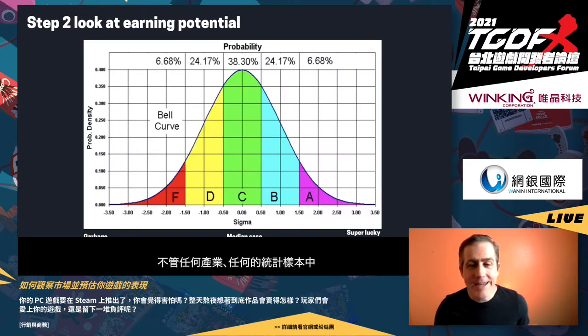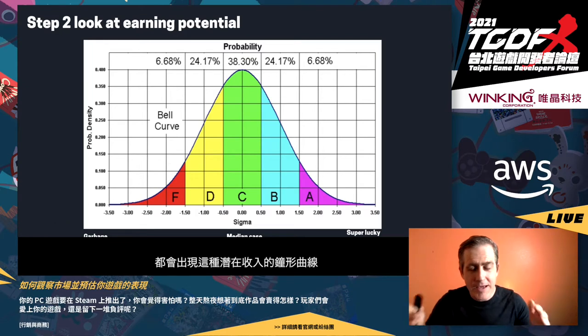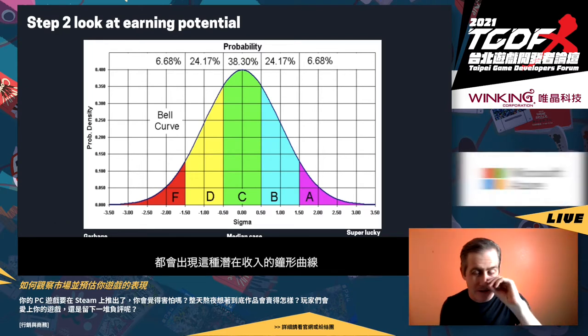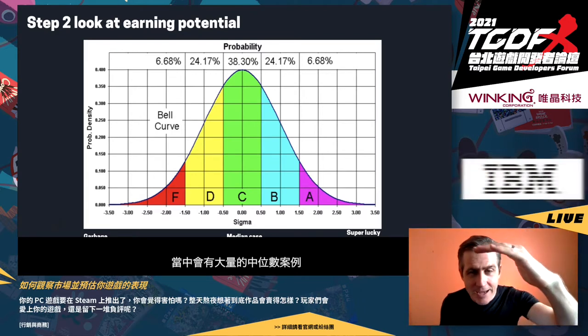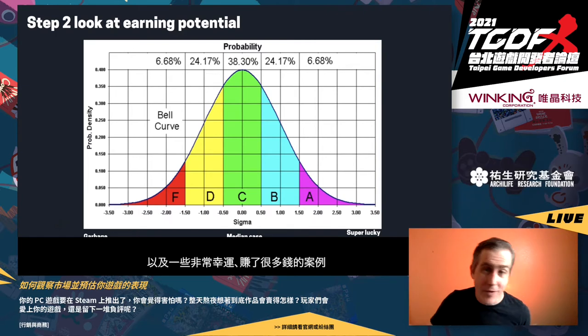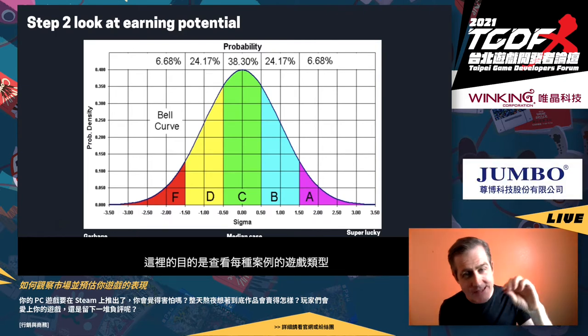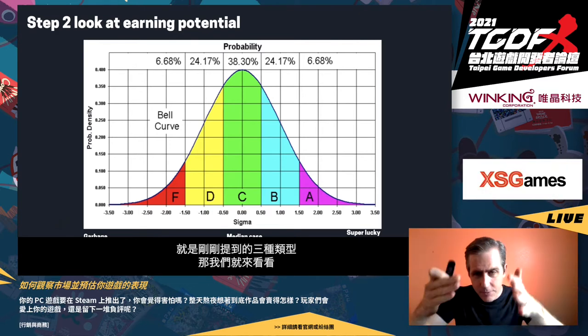So in any industry, in any statistical sample, there's going to be a bell curve of earning potential. There's going to be a huge bulge of median cases, and then there's going to be some outliers that don't make much money, and then some that are super lucky and they make tons of money. The idea here is to look at the types of games that fit each one of these three parts.